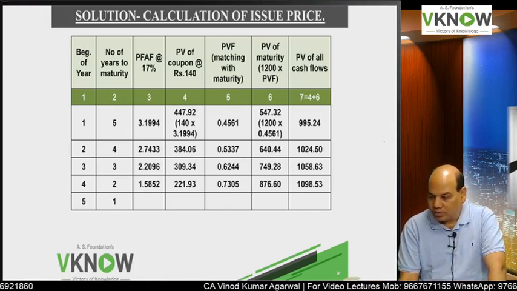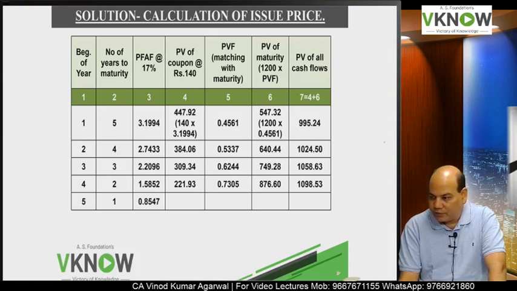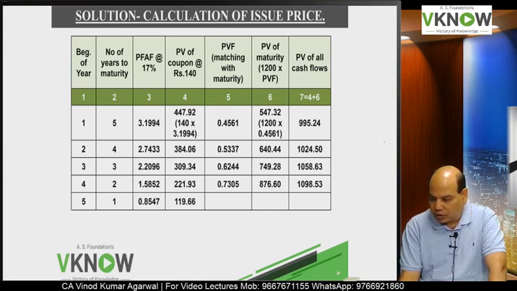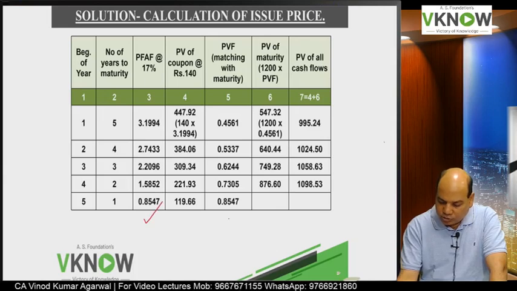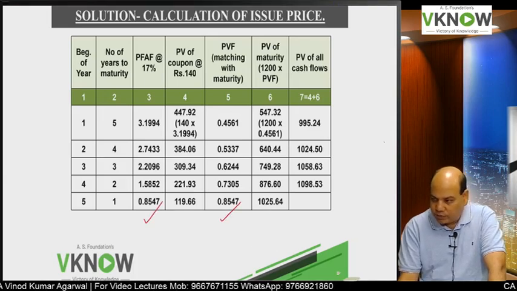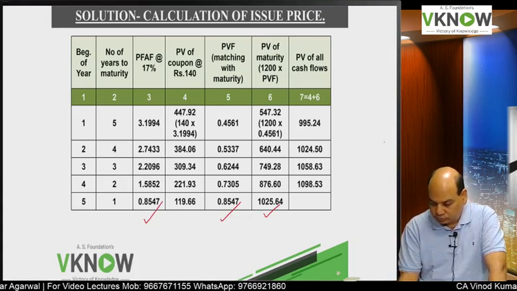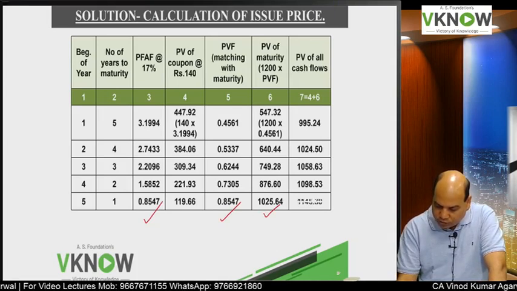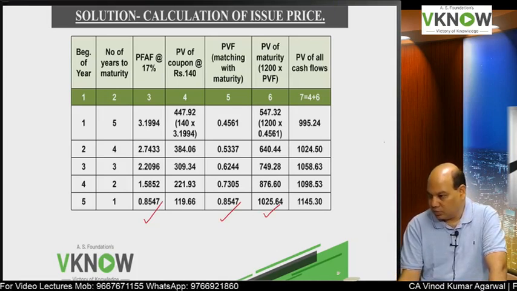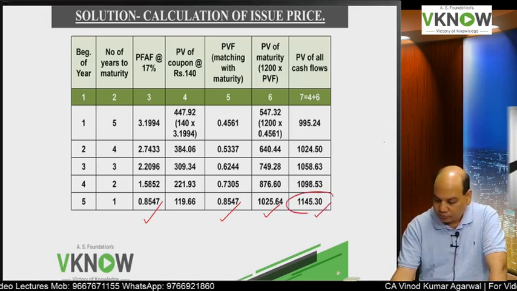So 1 year is remaining. The factor for 1 year will be 1 divided by 1.17, which is 0.8547. 0.8547 into 140 is 119.66. Again the same factor because only 1 year is remaining, into 1200 gives 1025.64. And therefore the answer will be 1145.30. Is it right?